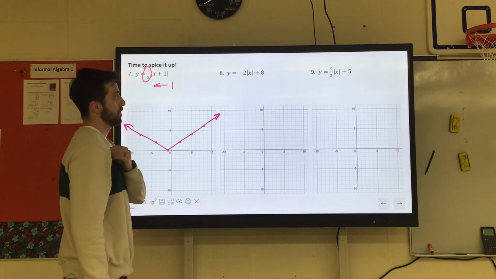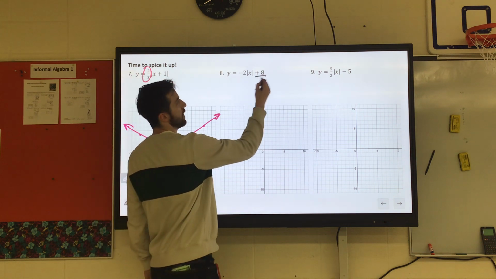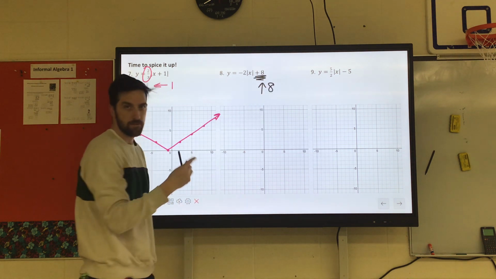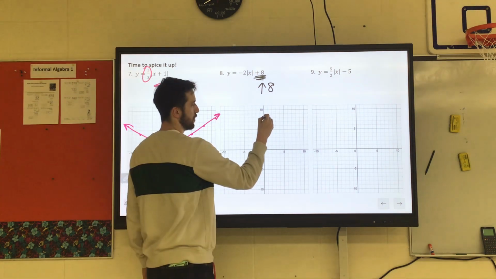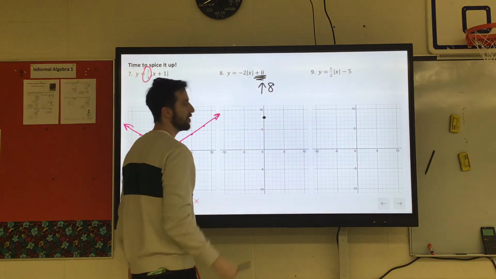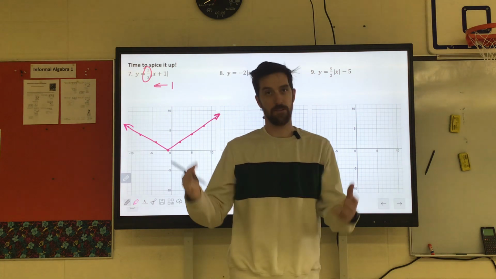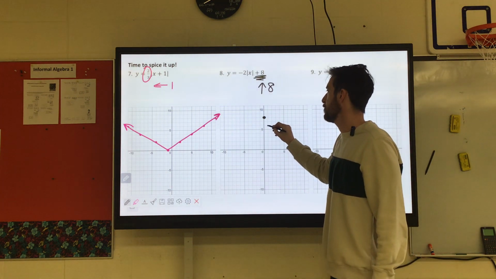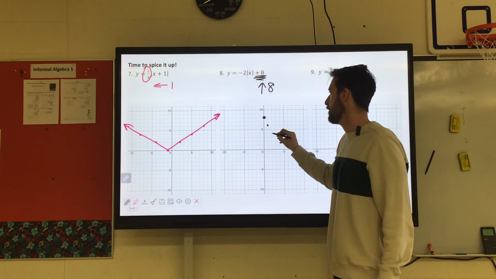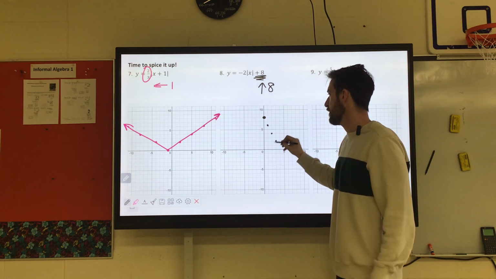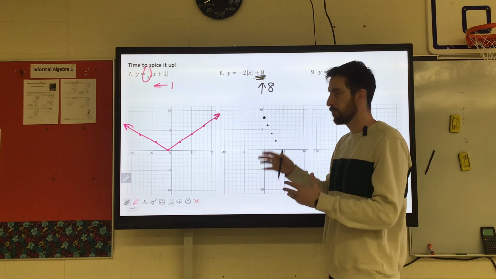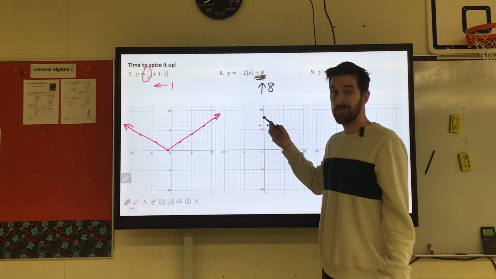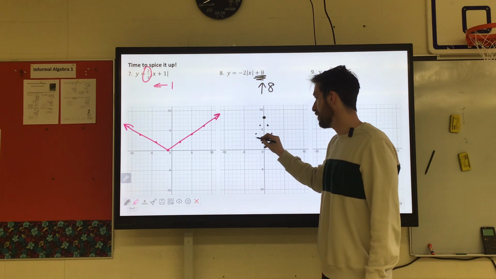All right, next one. I see this +8 at the back. That's going to be up 8. There's no left or right shift, so we'll just go there first. Now here we have a -2 in front. Again, if we're thinking of a slope of -2, you would go down 2, right 1. The only difference here is we're forming a V, so we're going to do that in both directions. We're going to go down 2, also left 1. Down 2, left 1, down 2, left 1.